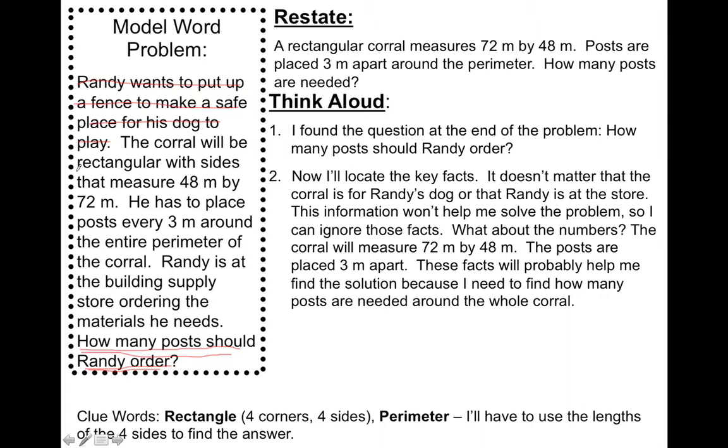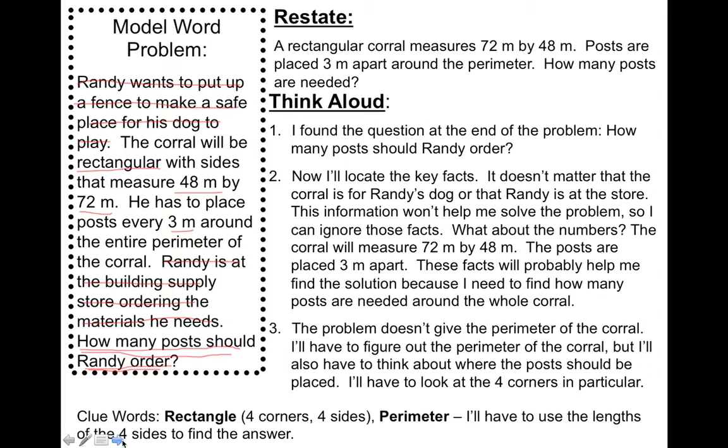It is important that it's rectangular. The dimensions are, of course, important. And how frequently I have to put the posts is important. So as I've thought aloud, I've also completed the previewing the problem strategy.